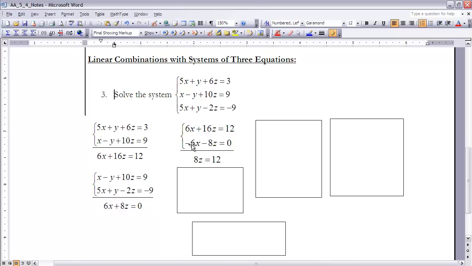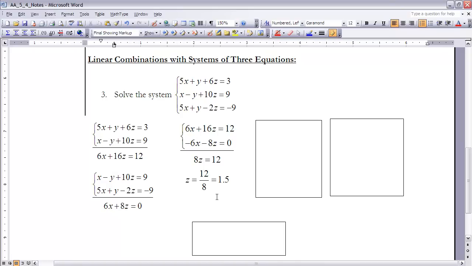And then I can add these two equations together. The 6x's cancel out, and I have a 16z and a negative 8z, which gives me 8z. And a 12 plus 0 is 12. So now I have one equation in terms of z, which we can easily solve. And now we know what z is. Okay? So we found one of the variables. And that's the hardest part, is getting from 3 to 2 and then from 2 to 1.